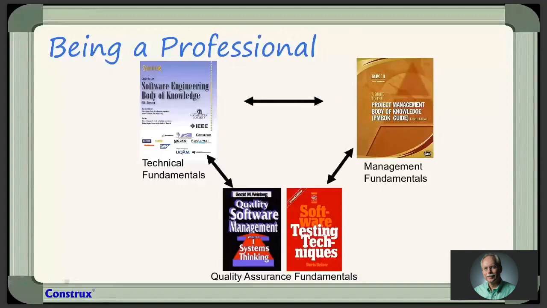And I've put up example books here: the SWEBOK, Software Engineering Body of Knowledge, the PMBOK, Project Management Body of Knowledge, and Jerry Weinberg's Quality Software Management, especially Volume 1, which I think is excellent. Pair that with the testing techniques book by Boris Beizer, which I think is a really good combination as well. But ask, do we have a fundamental understanding of these kinds of things? And then we can drive that capability growth into three main areas.